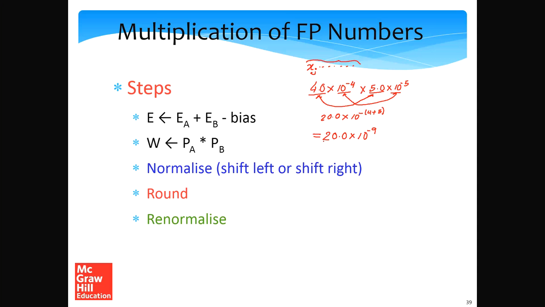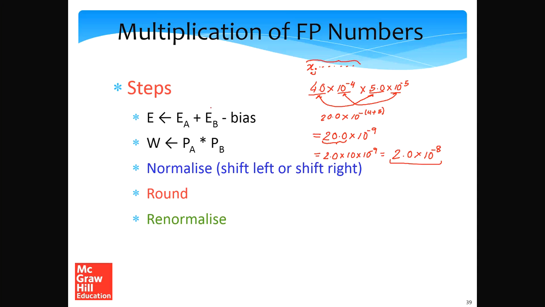Note that after the multiplication, the result obtained by multiplying the significands is not in the normal form. To bring it to the normal form, we make it 2.0 times 10 times 10 raised to the power minus 9, which is 2.0 times 10 raised to the power minus 8. So then this comes back to the normal form. We'll do something very similar with binary numbers.